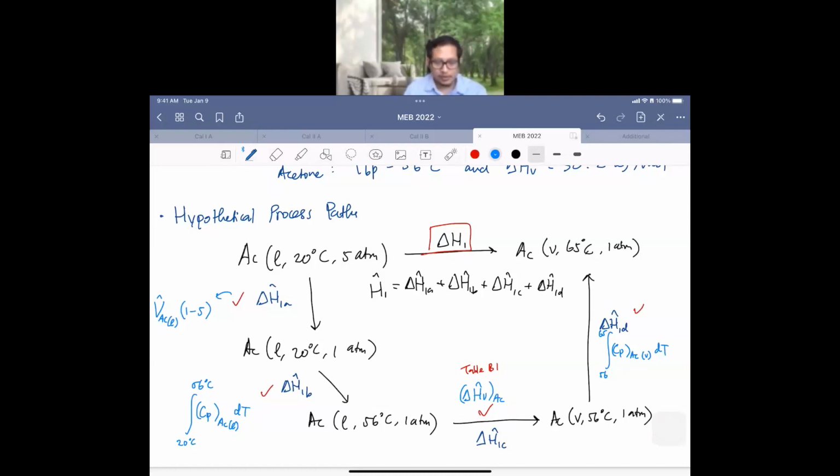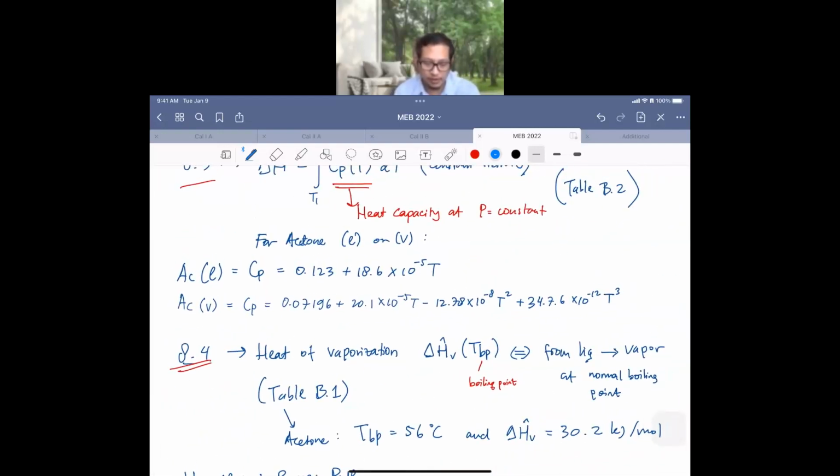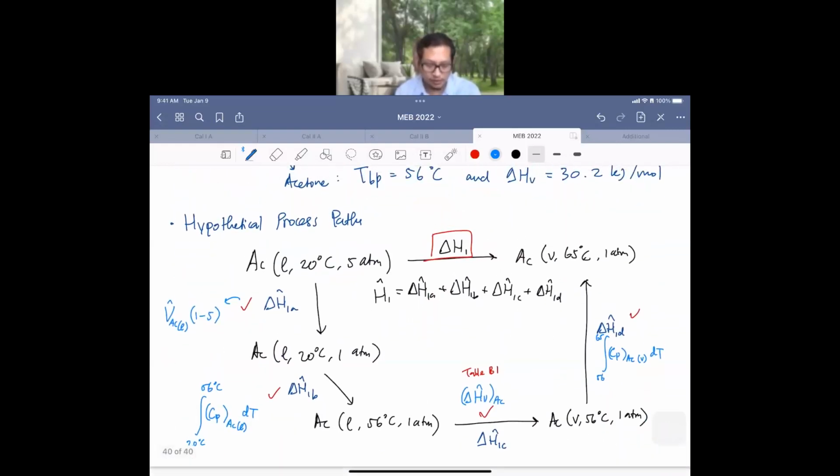So we need to check the specific volume for acetone, and then we need to check the Cp formula. Like I mentioned, you need to input this formula using the integrations from 20 to 56 and the other one from 56 to 65, and check the table B1 for the heat of vaporizations, and then we get the number for the H1.